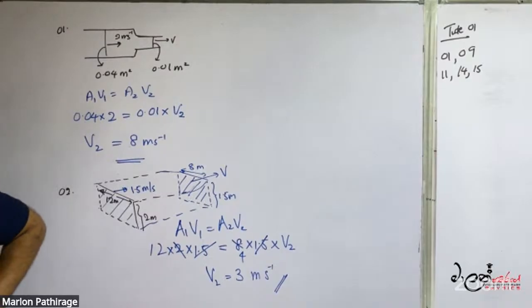The large pipe with diameter 0.2 splits into 3 smaller pipes. The diameters of the smaller pipes are 0.1, 0.08 and 0.05 meter respectively.